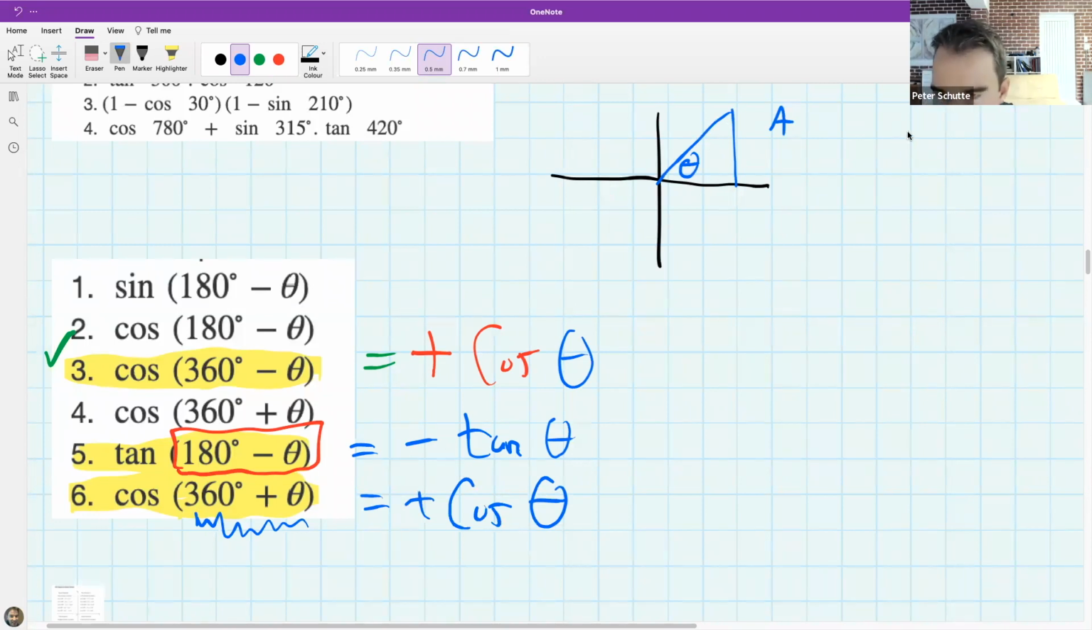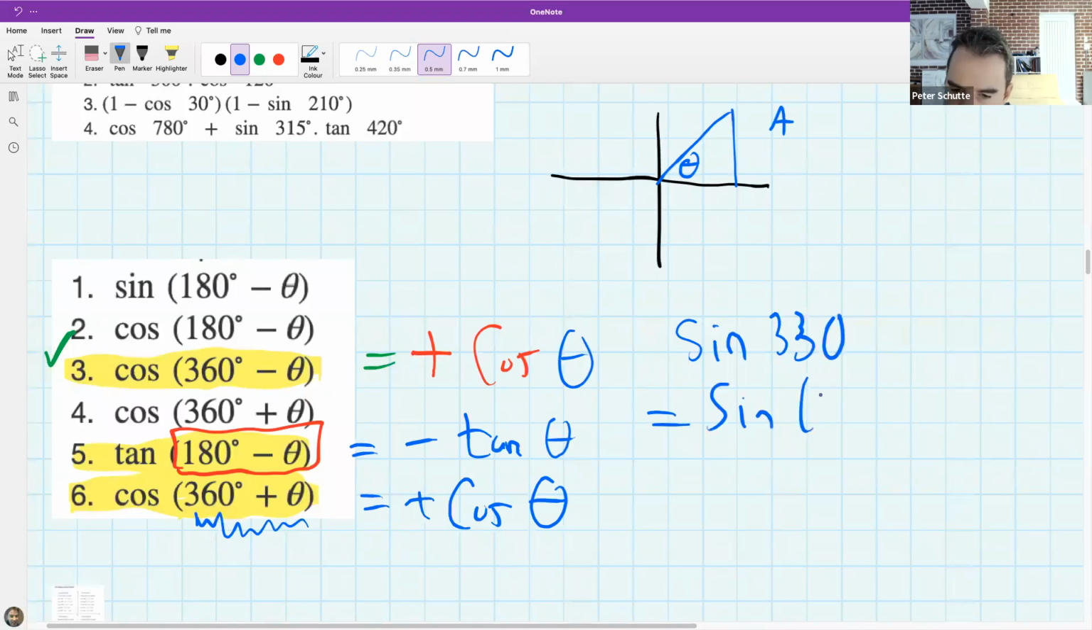So the thing that I'm doing a bit differently today is in the last lesson, I spent a lot of time rewriting things in terms of the nearest horizontal. So if I said to you the sine of 330, I would rewrite it as the sine of 360 minus 30. And there's nothing wrong with that. But what I'm really interested in is how far away is 330 from the nearest horizontal? And it's 30 degrees away.